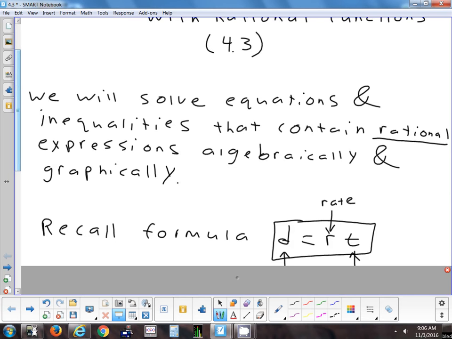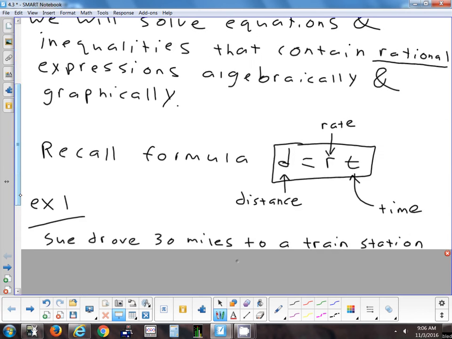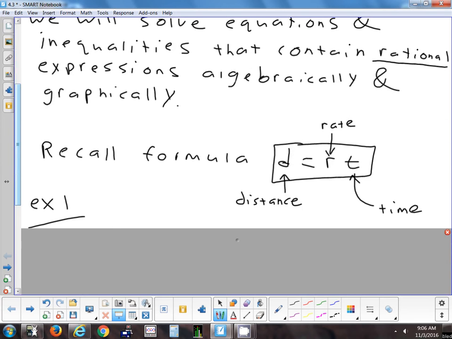So for example, if you're driving 50 miles an hour and you drive for 2 hours, you'd go 100 miles. You multiply your rate times your time. All right, so this problem, you really don't need to copy the whole thing. You just need the numbers, and what they mean.